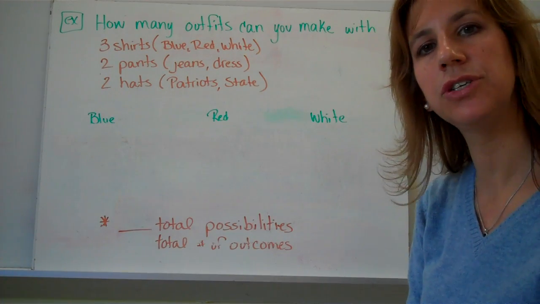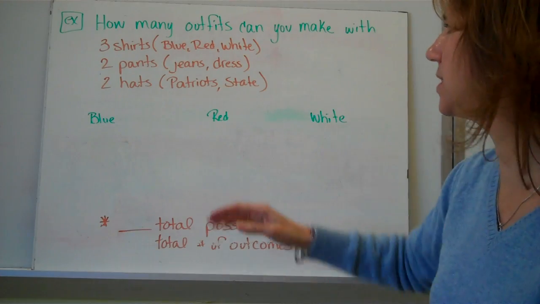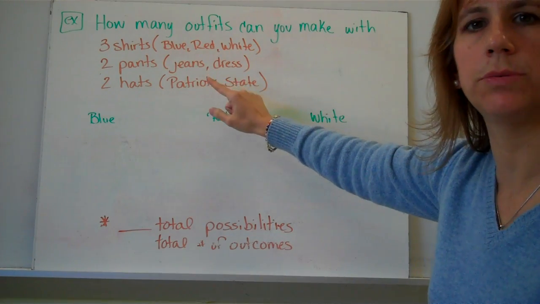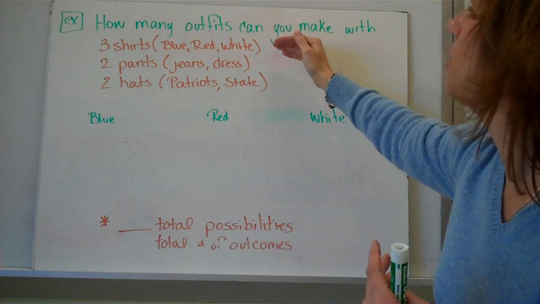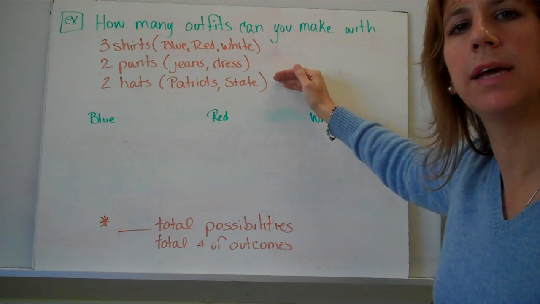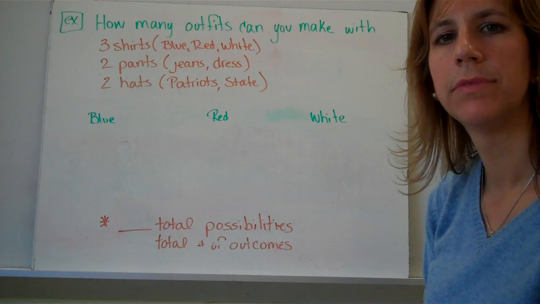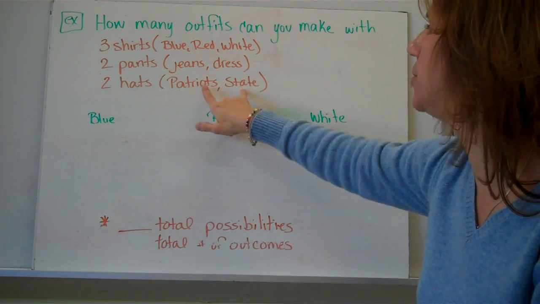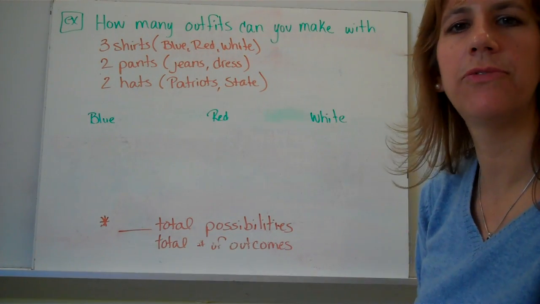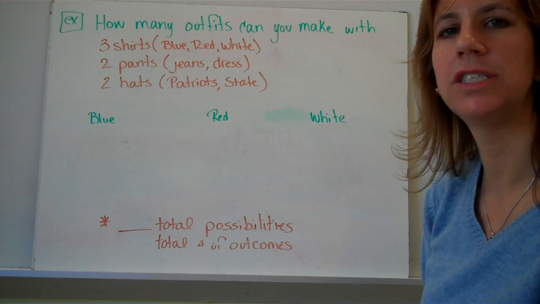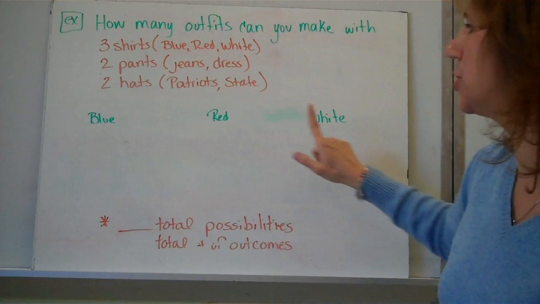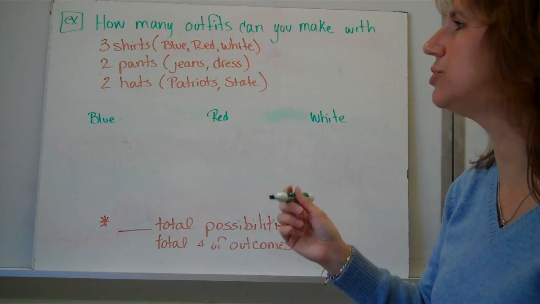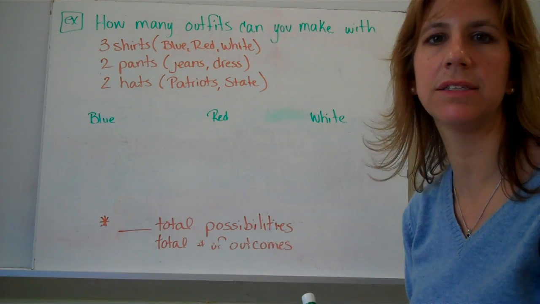Now, to make this a little easier to discuss and to talk about together, I've added in some descriptions of what colors of those shirts, what types of pants, and what types of hats you might have. Maybe you agree, maybe you don't. We're going to use them for our discussion together. So we've got 3 different kinds of shirts. We've got a blue shirt, a red shirt, and a white shirt. We can take that blue shirt and we can pair it up with some pants and hats.